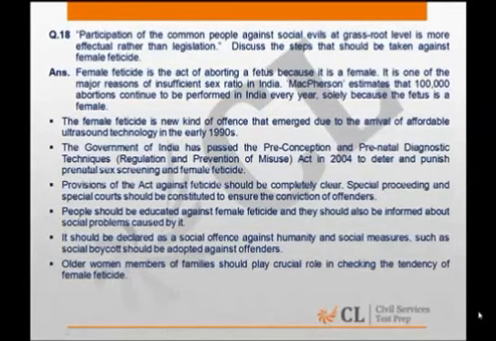Question 18. Participation of the common people against social evils at grassroots level is more effectual than legislation. Discuss the steps that should be taken against female feticide. It's very true that such evil events can be stopped, if not only then majorly, on the basis of social awareness, to send a message that it is a social evil, and to stop such ill practices. Legislation is the second part of the awareness.